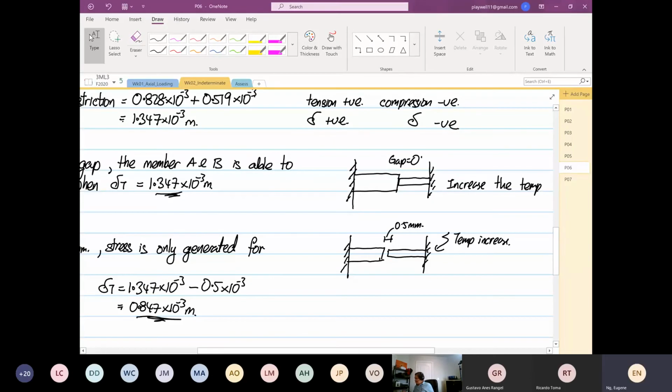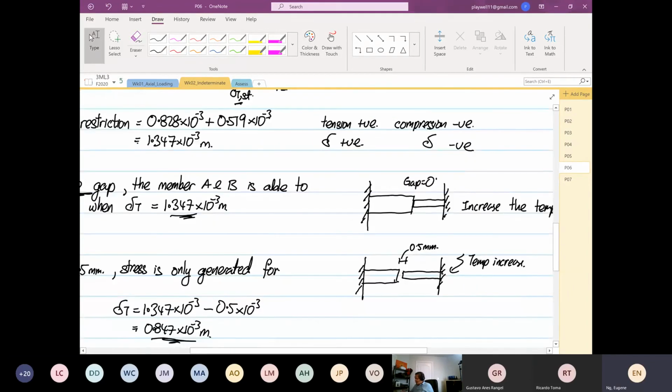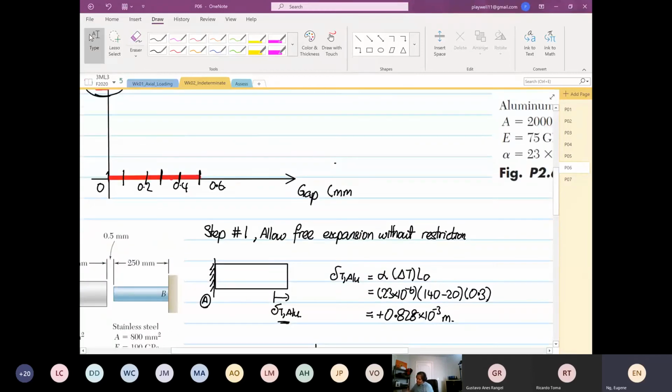We have a gap. So when we start putting heat in, like free expansion, when there's a gap, it means there's free expansion. So you don't see any stresses at all, like what you see over here. You don't see any stresses at 0.5, 0.4, 0.3, 0.2, 0.1. And once it reaches zero gap, there you see stresses.